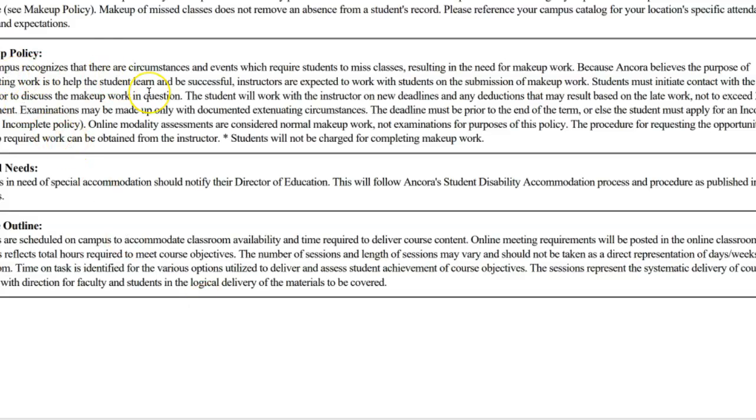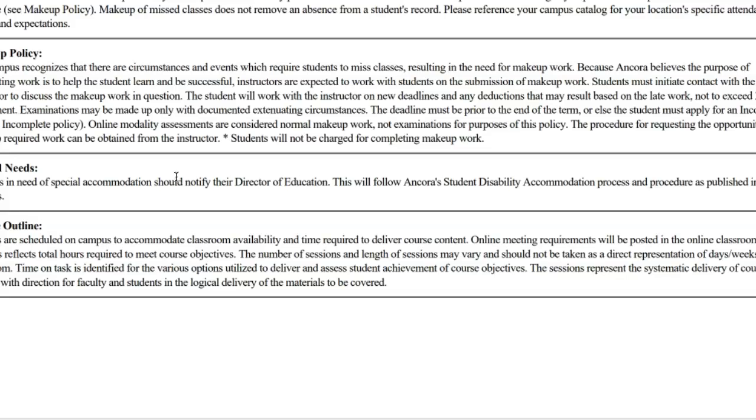All right, so the campus recognizes that there are certain circumstances and events which require students to miss class, resulting in the need for makeup work. Because Encore believes that the purpose of completing the work is to help a student learn and be successful, instructors are expected to work with students on the submission of makeup work. Students must initiate contact with the instructor to discuss makeup work in question. The student will work with the instructor on the new deadlines and any deductions that may result based off of the late work. Late deductions will not exceed 20% per assignment.